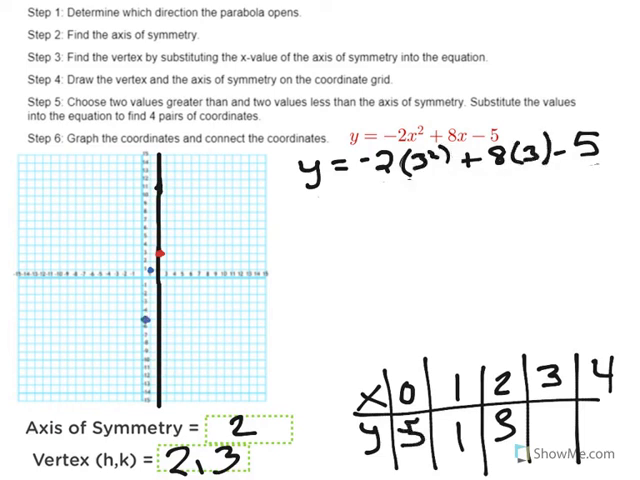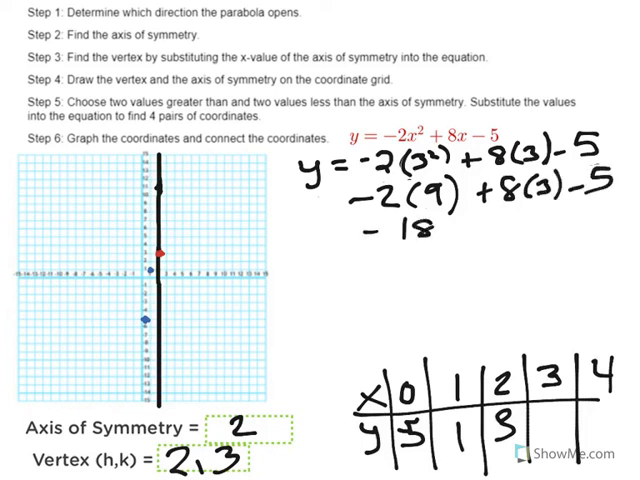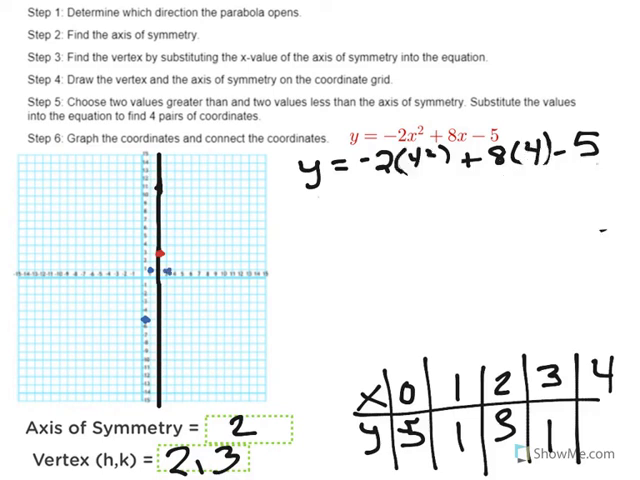Next, we substitute 3 into the equation, and we solve. 3 to the power of 2 is 9. Multiplication, negative 2 times 9 is negative 18. Plus 24 minus 5. So here we're going to get a positive 6 minus 5, which gives us our 1. So we're seeing the symmetry.